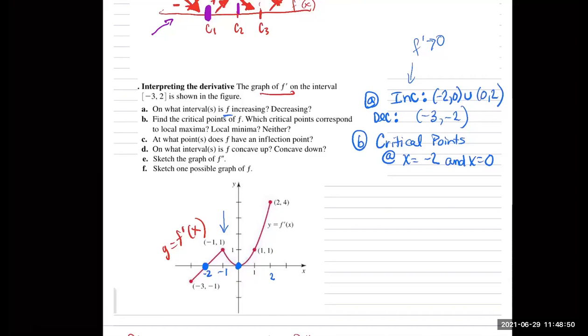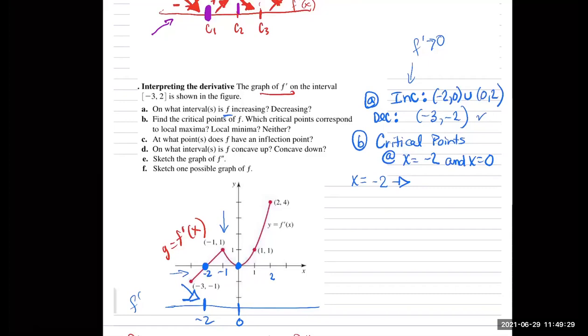Then it asks, which critical points correspond to a local maximum, local minimum, or neither? So we have just enough time to do this part. So let's look at x equals -2 first. Notice at x equals -2, notice what happens. The first derivative goes from negative to positive. If you're making this sign chart, look, the first derivative is 0 right here at -2 and at 0. And we can see that the first derivative is negative to the left of -2. So the original function is decreasing. That's what we set up here.